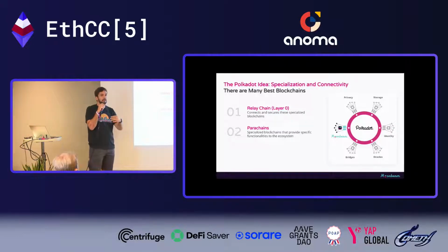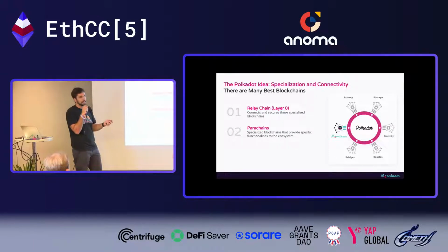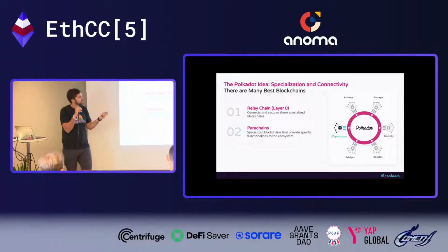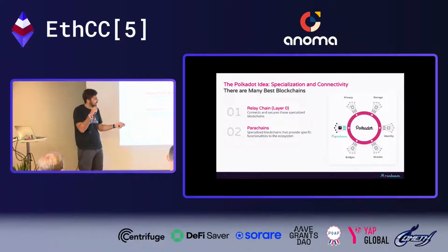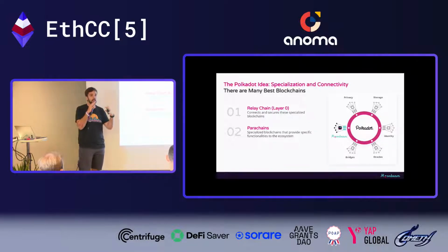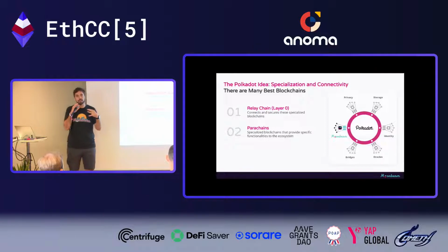So instead of having a chain that tries to be good at everything, you have specific chains for, for example, privacy, and chains that are all tuned for storage. You have identity, oracle, bridges, DeFi. So you have all the participants that together bring a broader ecosystem that provides functionalities to everyone. And then one of these parachains is Moonbeam, and I'll explain it in the next slide.